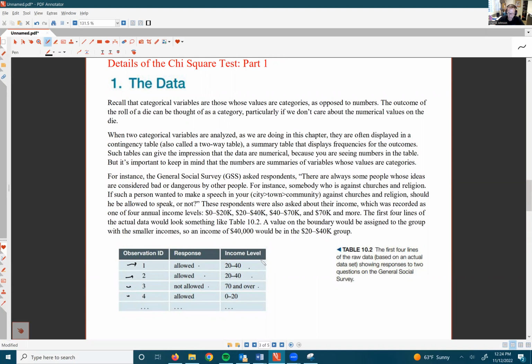Just for the sake of the design here, a value on the boundary would be assigned to the group with smaller income. So if you had an income of 40,000, you'd be placed in the 20 to 40,000 category.